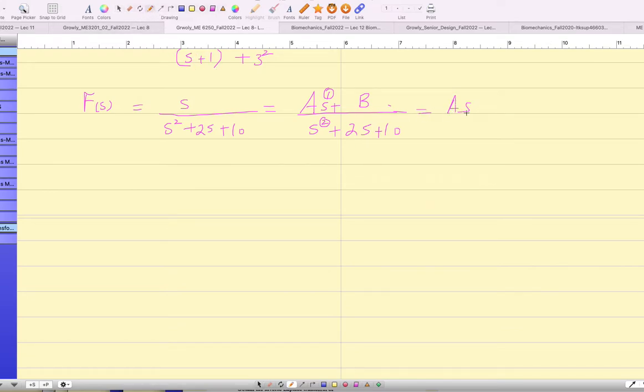So let's do this: A s over s plus 1 whole square plus 3 square, plus b over s plus 1 whole square plus 3 square. So I'm splitting it up. Now I will do the multiplication. Multiply both sides by the denominator of the left hand side, s square plus 2s plus 10.